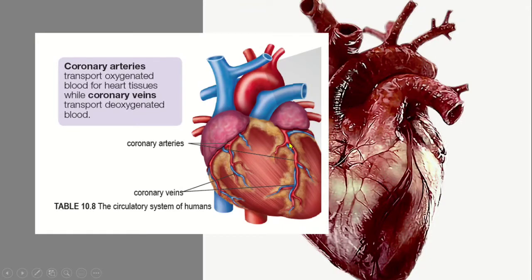This is the coronary artery. The red one is the coronary artery. The function is to transport oxygenated blood for the heart tissue, while the blue one is the coronary vein. Coronary vein is to transport deoxygenated blood.